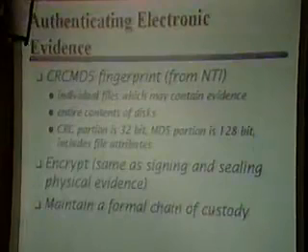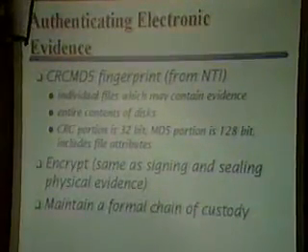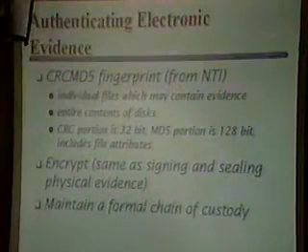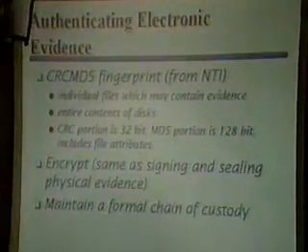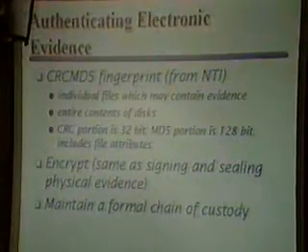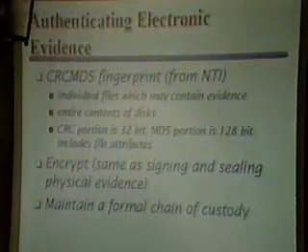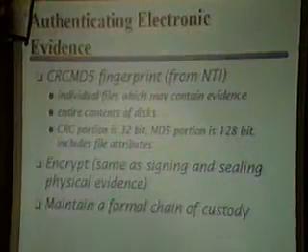Okay, authenticating electronic evidence. This is a problem because you've got to be able to show at the time that it's used in court that it hasn't changed. We fingerprint it with a product from NTI called CRC MD5. It does a 32-bit CRC check on every file plus an MD5 message digest hash, and you're not going to change that file in any way, shape, or form without it showing up in one or the other or both of those places.